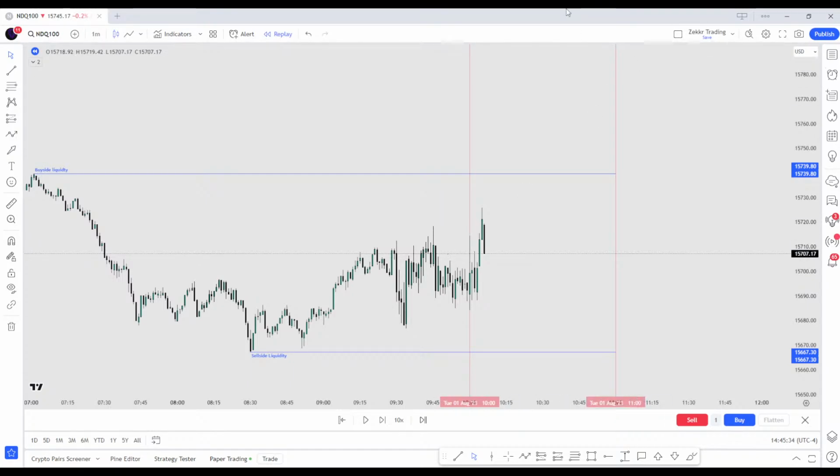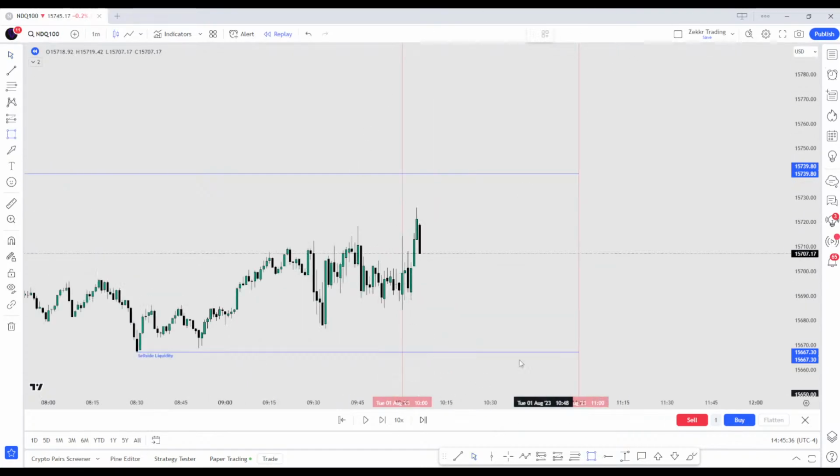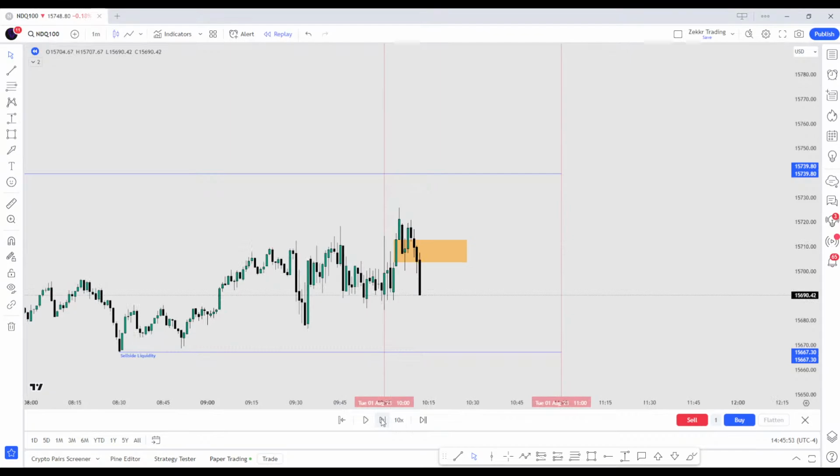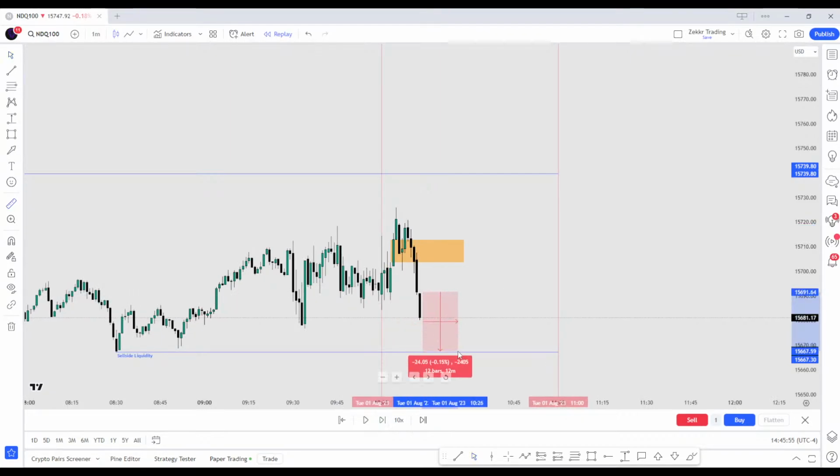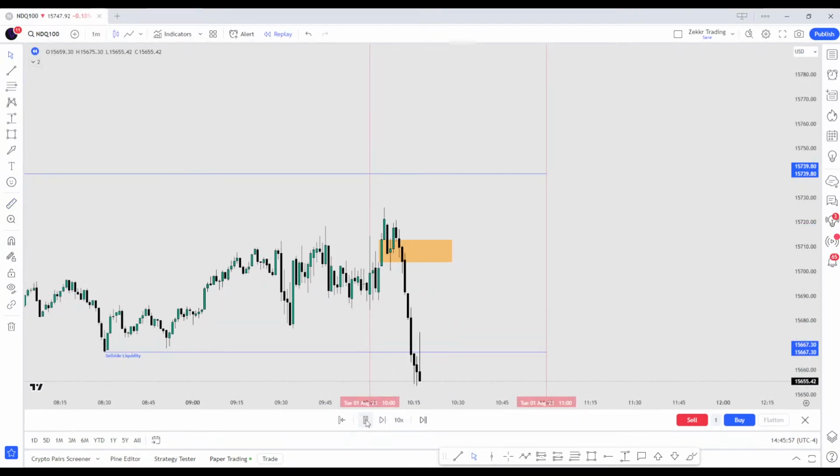So we have a fair value gap form right here, which has a significant break of structure, displacement. Let's see. Does this fair value gap offer 40 or more handles for you to book? And no, it doesn't, so we don't take this trade. Let's see. We do get a fair value gap. Does it offer? No, so we let it slide.